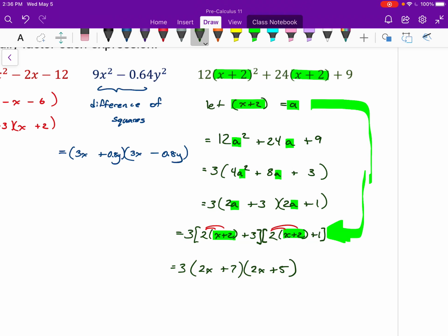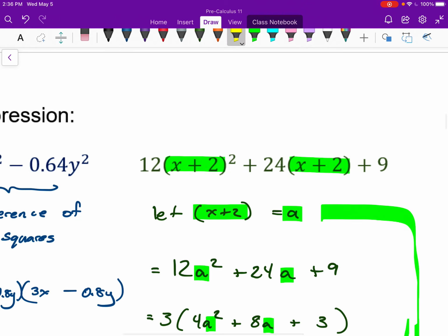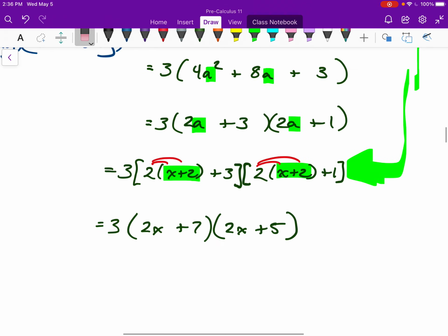I will say, if you did first expand and simplify this, and then distribute the 12, and distribute the 24, and then collect like terms, and then factor that, you should get the exact same answers I had down here, but it will be more work.